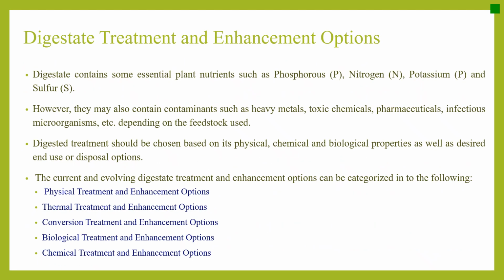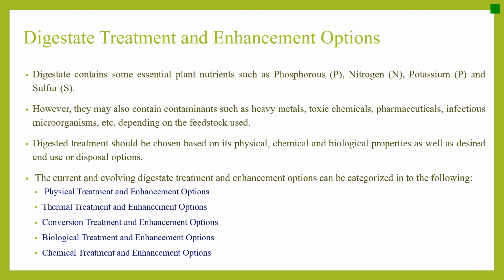Let's start with digestate treatment and enhancement options. Digestate contains some essential plant nutrients such as phosphorus, nitrogen, potassium, and sulfur. However, it may also contain contaminants such as heavy metals, toxic chemicals, pharmaceuticals, infectious microorganisms, etc., depending on the feedstock used. Digestate treatment should be chosen based on its physical, chemical, and biological properties, as well as desired in-use or disposal options.